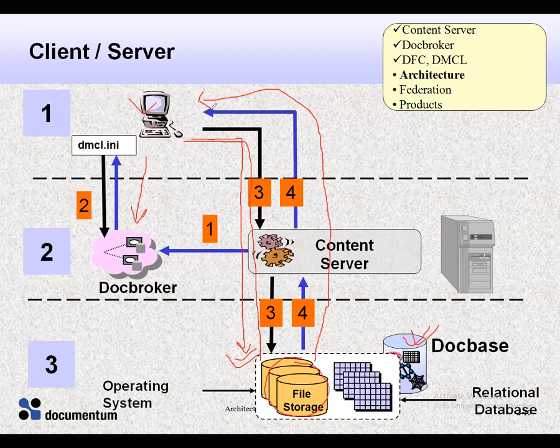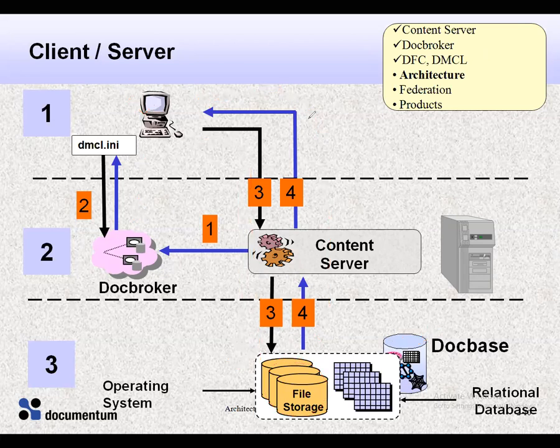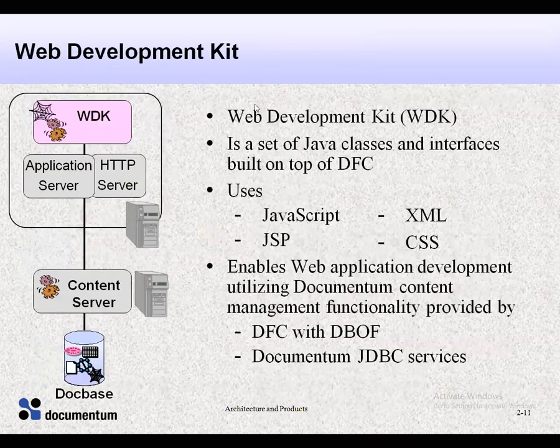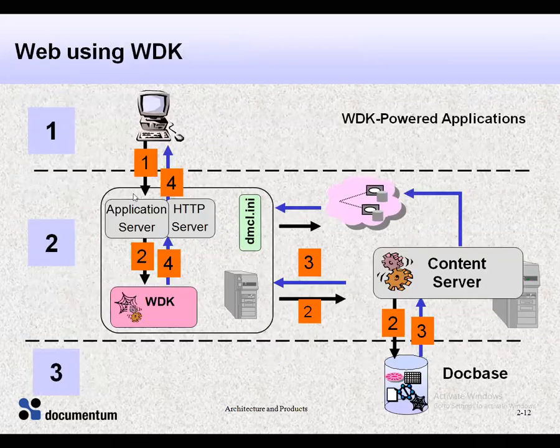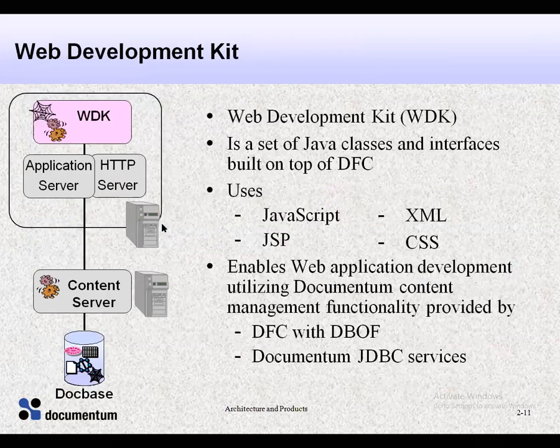This takes place when the client is directly communicating with the content server. But mostly we have D2 or some such middleware software. So we interact with the middleware software, and the middleware software interacts with the content server. Middleware software means the application servers.